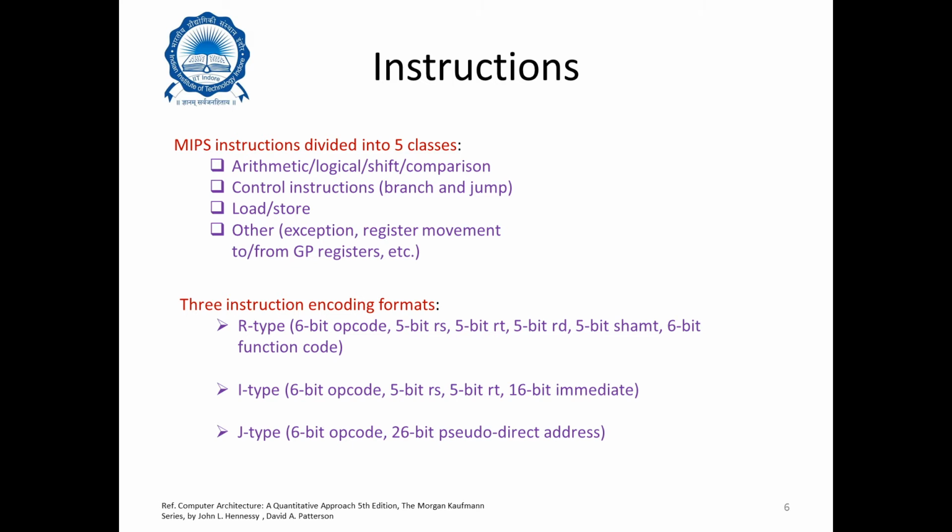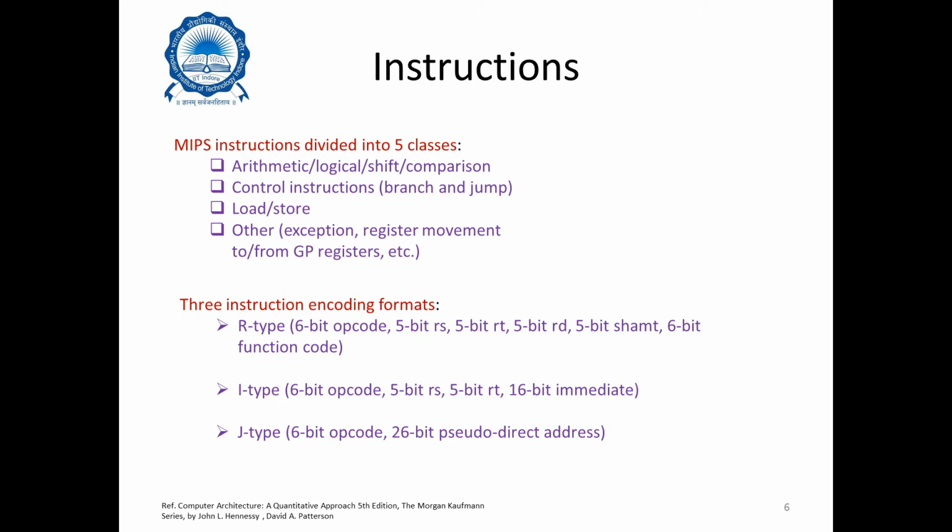The next type is I-type. I-type has a 6-bit opcode, 5-bit RS, 5-bit RT and a 16-bit immediate field. RS here is the source register, RT is the destination register, and the 16-bit immediate is the 16-bit address or offset. We'll do an example so you'll understand it better. For now, keep in mind that we do not have the 5-bit shamt and 6-bit function code in the case of I-type. We only have opcode, RS, RT and the immediate field.